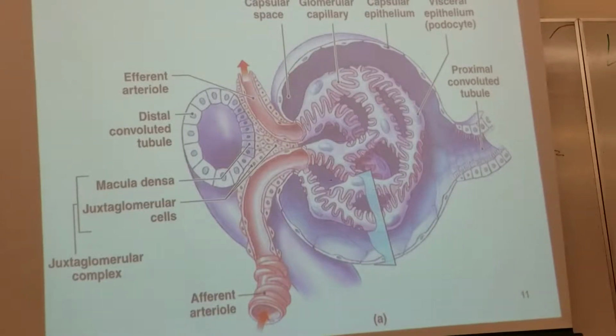is the complex. What is the complex made up of? Two groups of cells, right? One's called the macula densa, and one's called the juxtaglomerular cells. Pay attention to the diagram and realize that the juxtaglomerulars are the red ones. They're specialized smooth muscle cells.